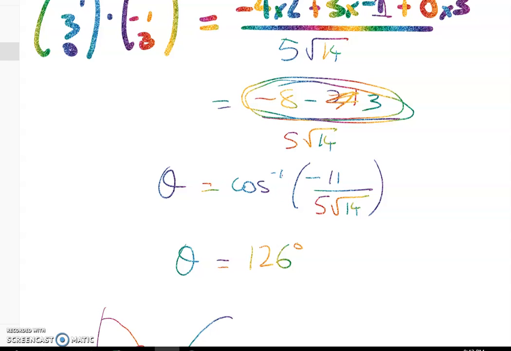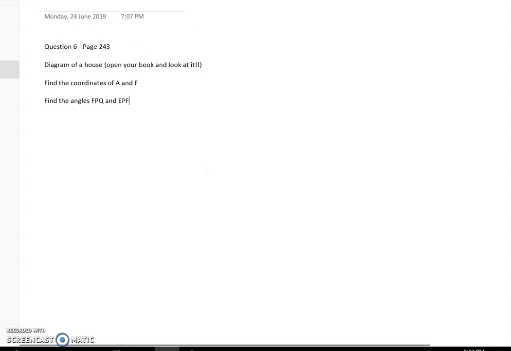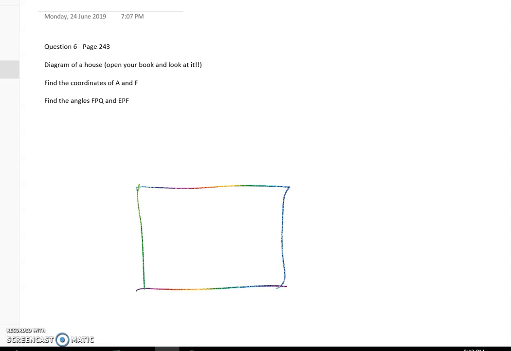But now what I want to do is to move on to question 6 in exercise 10c, which is on page 243. To do question 6, you need to have a look at the book because it's got a lovely diagram of a house. So I'm going to try and draw the house here. Here's the house. It's got a front face like that, and then it's got a triangular roof, but the triangular roof is sloping backwards.